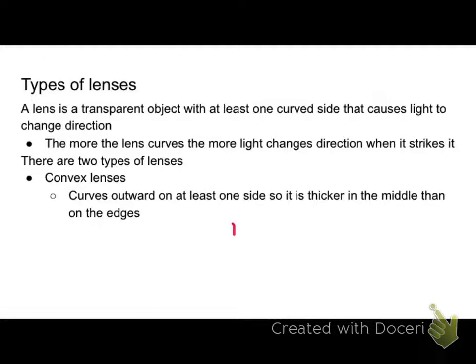So they may appear like this, where there's just one side that's curved, or they may appear like this, where both sides are curved. But in both cases, you can clearly see that the center portion of the lens is wider than the edges. So that's what qualifies this to be a convex lens.